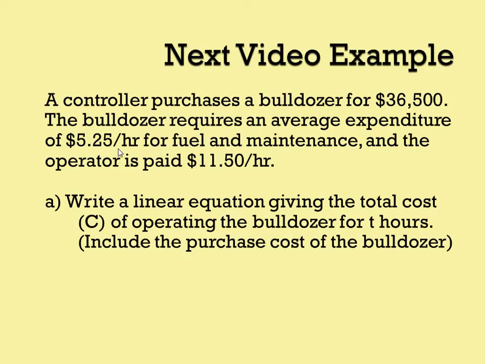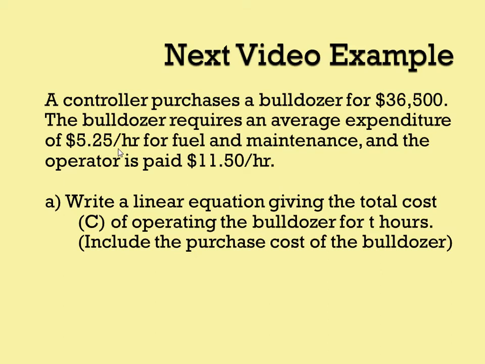So here's the big problem that we're going to talk about. A controller purchases a bulldozer for a fixed amount of money. That's just a fixed number that doesn't change. The bulldozer requires an average expenditure of $5.25 per hour for fuel and maintenance. And the operator is paid $11.50 per hour. So write a linear equation giving the total cost of operating the bulldozer for t hours.